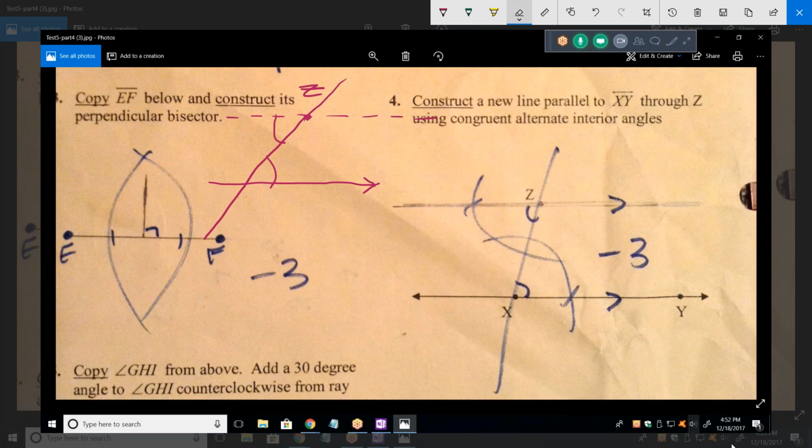Okay, so let's go back. And this, in other words, that's alternate interior angles. If those two angles are equal to one another, then those two lines are parallel. So the problem really is to recreate that angle, this angle right here, only we want to do it from point Z. It's easy enough to do.